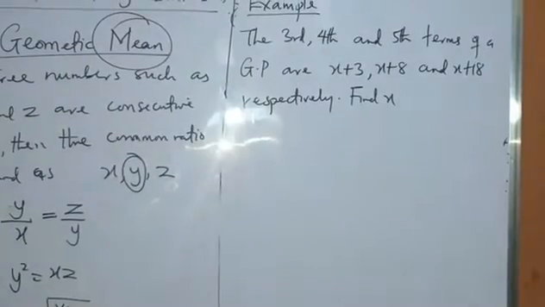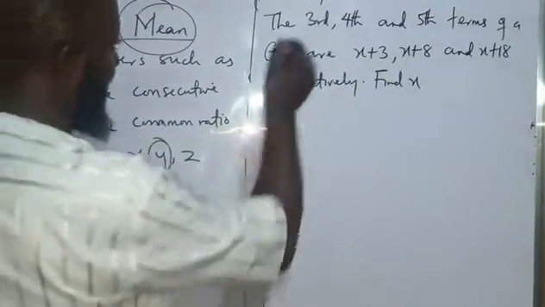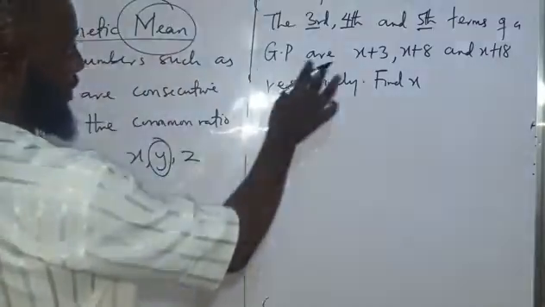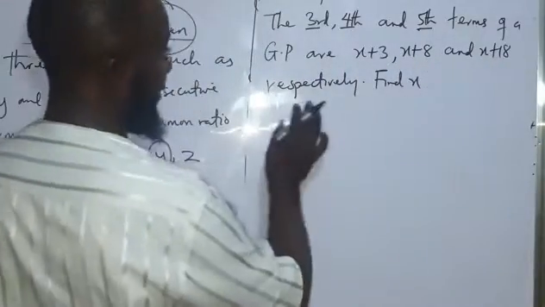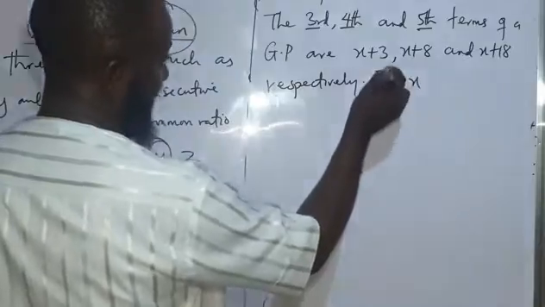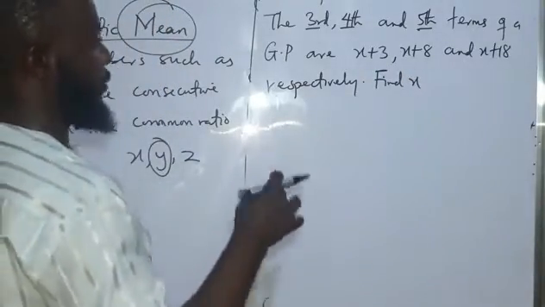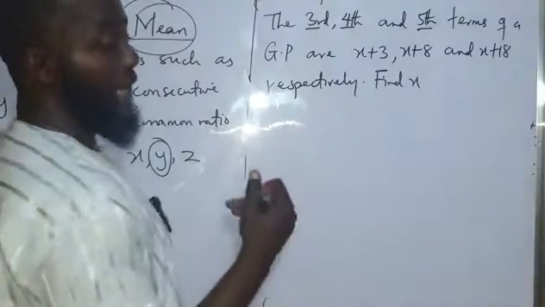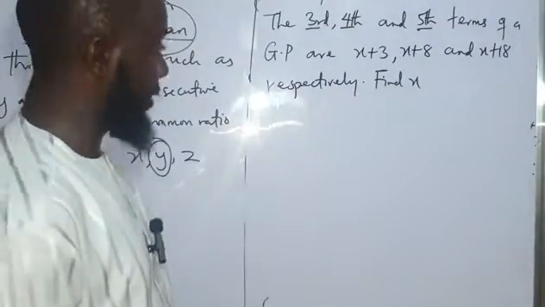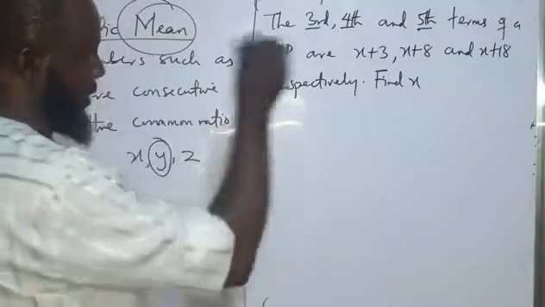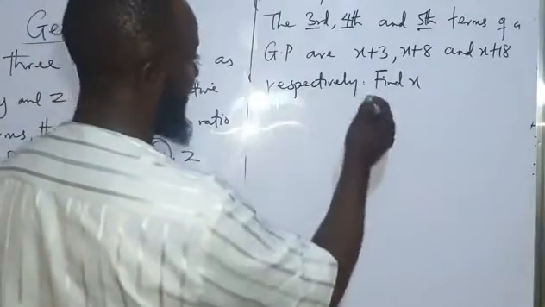Now let's consider this question. The third, fourth, and fifth terms of a GP are given as this. Find x. So we're looking for x. You can see there are just three terms. If we want to find x, we can use the common ratio. The common ratios can be found this way.